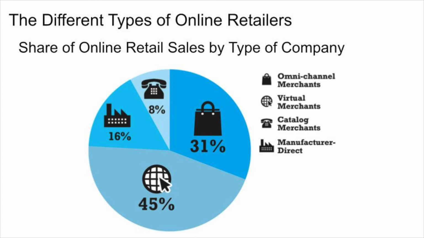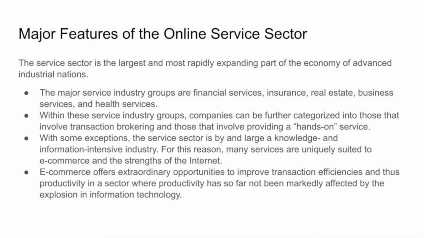Now let's switch to look at the different types of online retailers. Generally, there are four broad categories. There's omni-channel merchants, which make up really about 31%. These are companies that use both online and physical presence. We have virtual merchants, which are 100% online. And if we look at virtual merchants, they're about 45%. Catalog merchants, which is traditional catalog, is about 8%. And manufacturer direct, which accounts for about 16%.